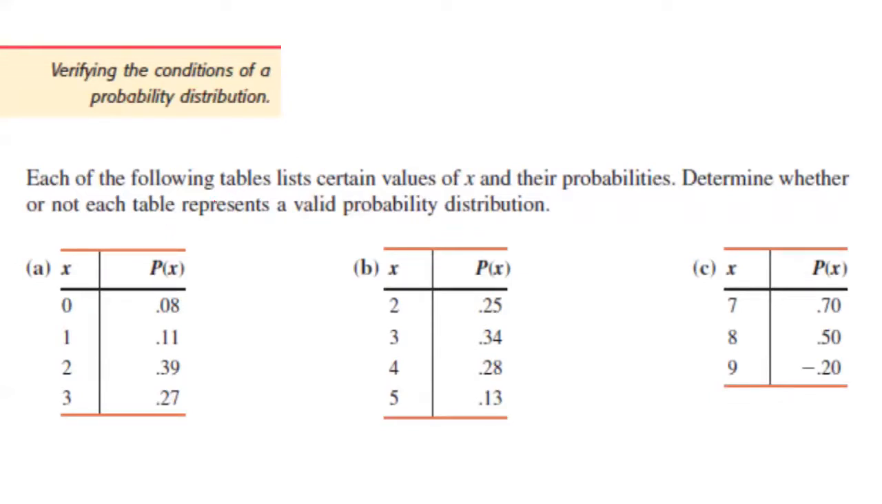Let's see an example. Verifying the conditions of a probability distribution. Each of the following tables lists certain values of X and their probabilities. Determine whether or not each table represents a valid probability distribution. I'll give you 5 minutes to finish this quiz.